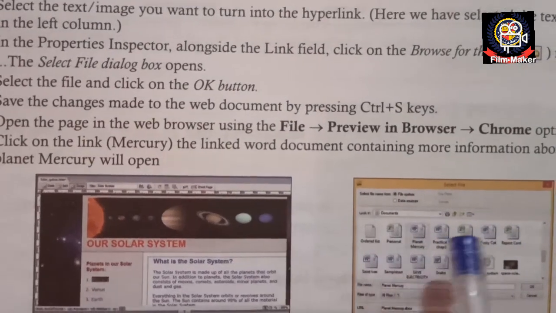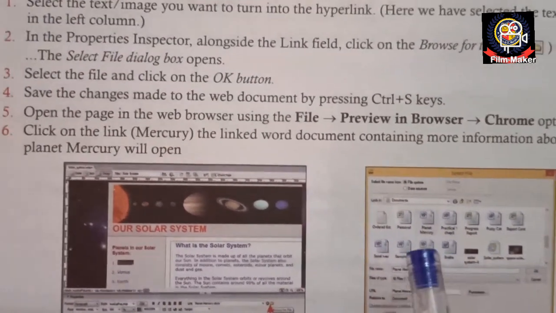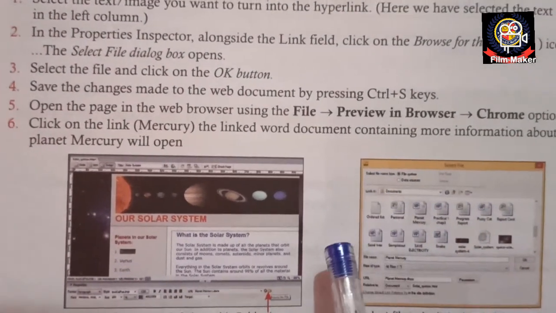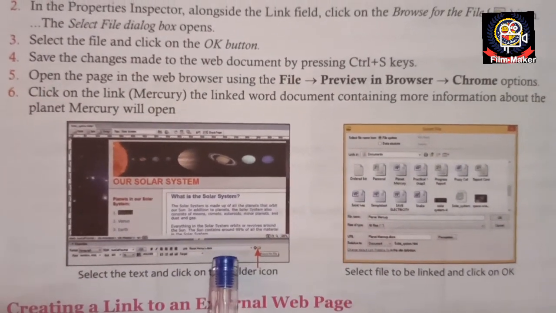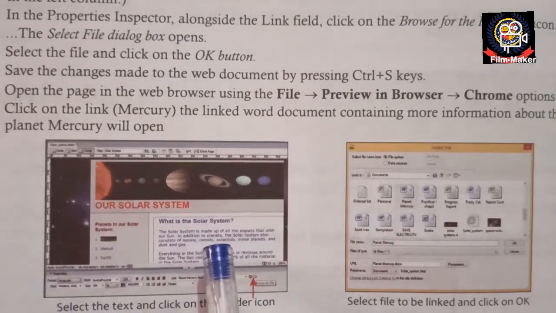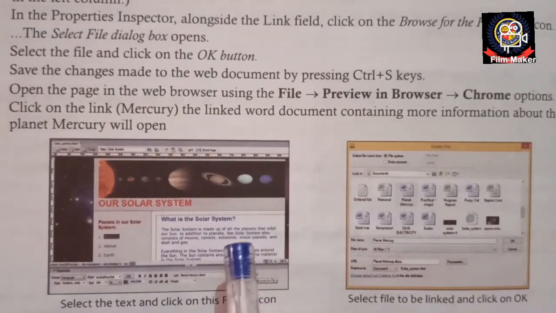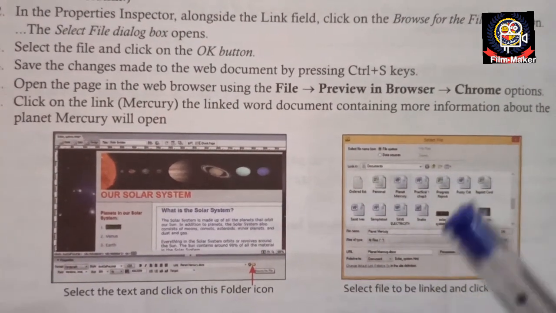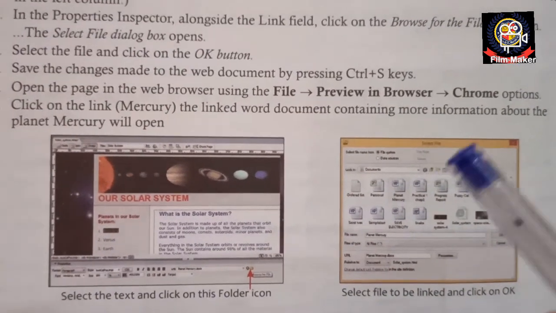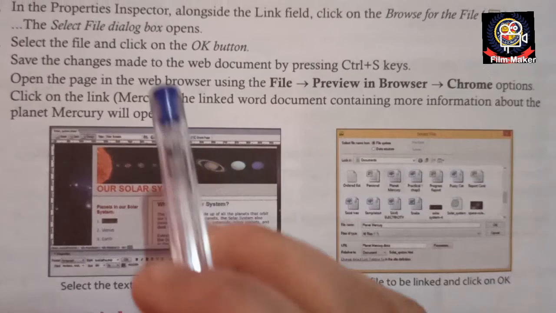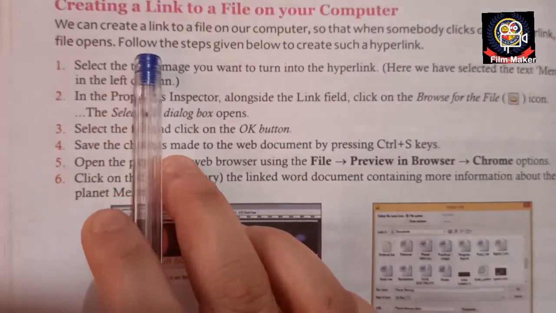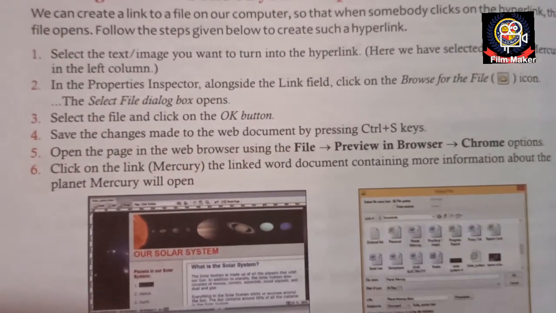Okay, then select the file and click OK button. That's what we have done, and after that save the changes. Whenever you see this page in a web browser, when a user clicks on Mercury, it will open a new web page where the description of Mercury will open up. So this is what we have discussed, we are creating a link to a file on our computer.